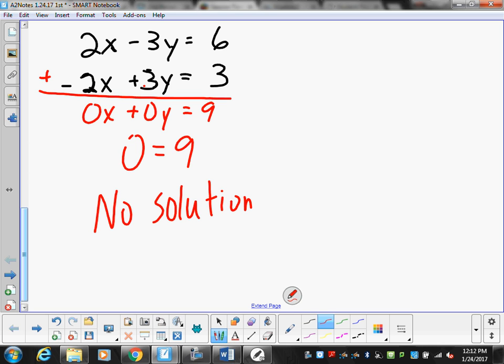Now, if it would have eliminated this side also, if this 3 would have been a -6, and I end up with 0 equals 0, then that's a true statement, and so it'd be all real numbers. Because they're just eliminating one side, it's no solution.